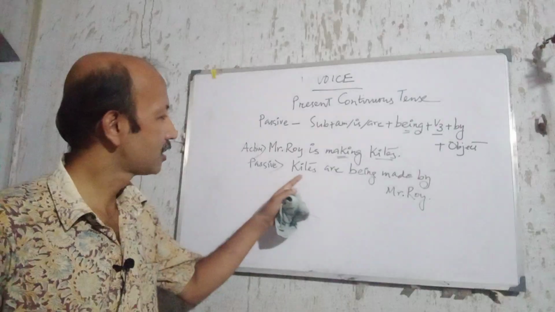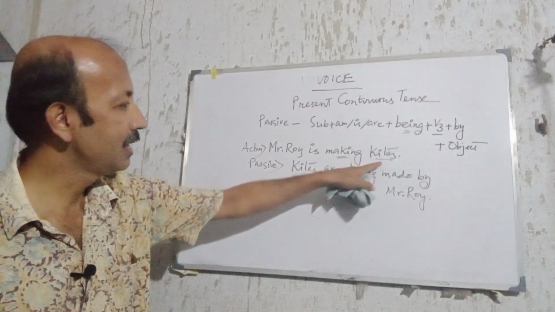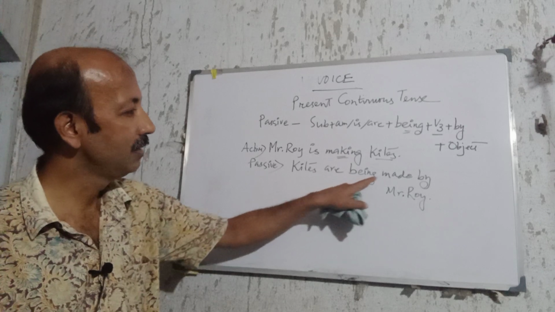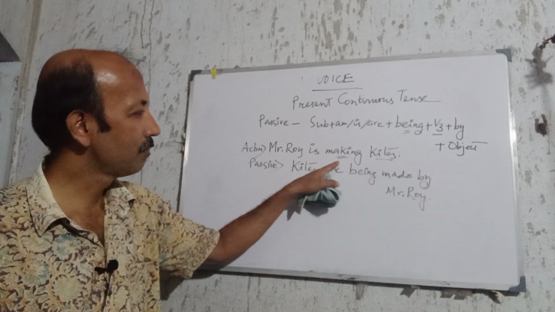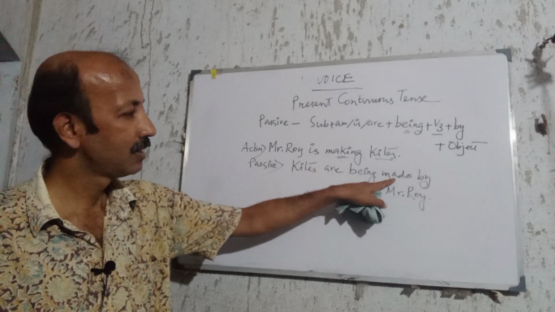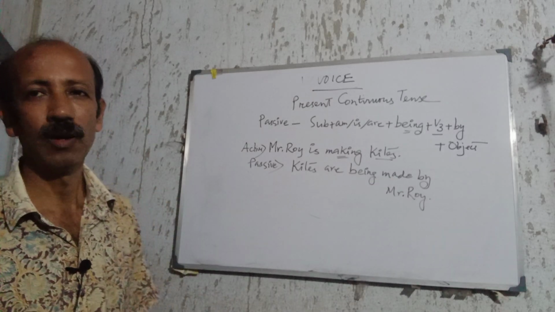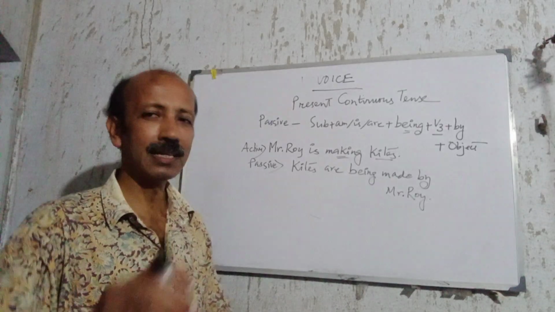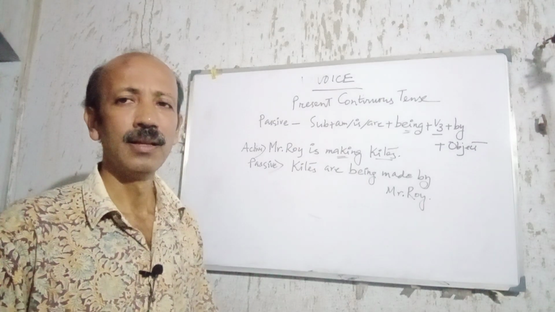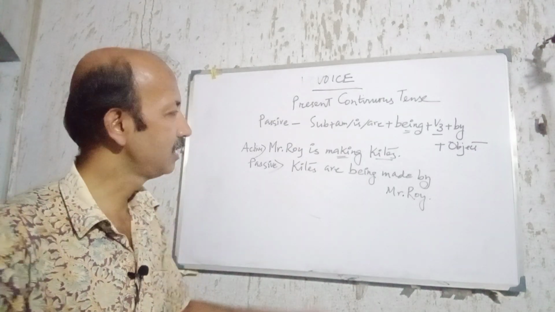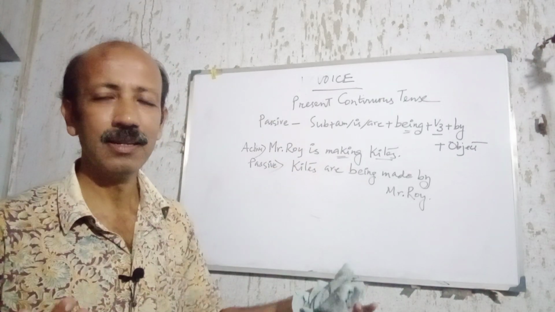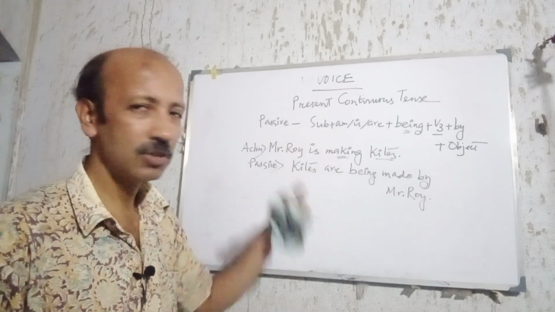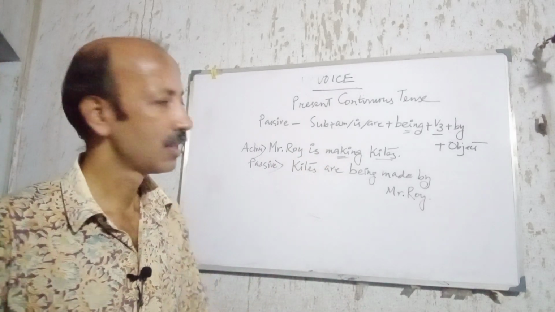I repeat my words. The passive form will be kites are being made. Main verb make, past participle form made, made by Mr. Roy. It is very easy. For all the tenses, if we want to change from active to passive, if we keep in mind and memorize the rules, it will be very easy for us to change the voice.